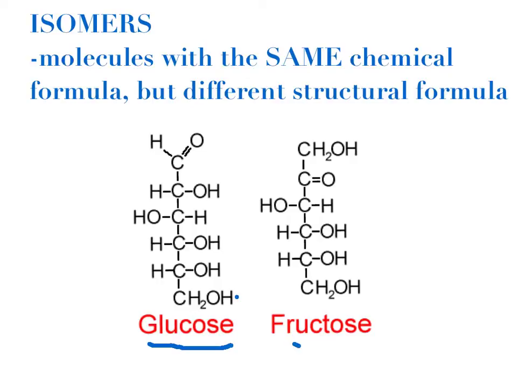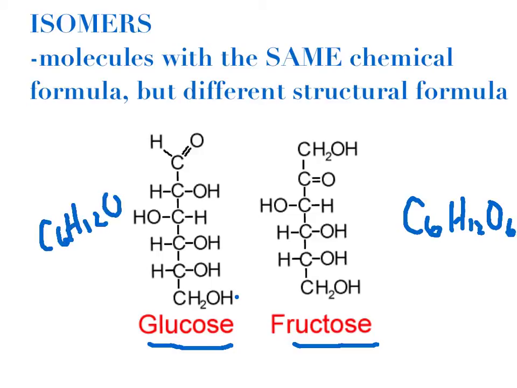If you look at fructose over here, count the carbons. 1, 2, 3, 4, 5, 6. 6 carbons. If you count the hydrogens, we've got 3 up here, 4, 5, 6, 7, 8, 9, 10, 11, 12. And count the oxygens. 1, 2, 3, 4, 5, 6. Remember, glucose was C6H12O6. So these two molecules have the exact same chemical formula.